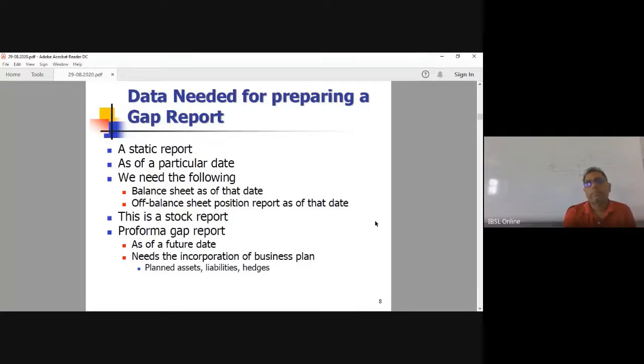Okay, so data needed for preparing a gap analysis, right? The data points we require for a gap report are the basic things that you can get from a bank's balance sheet or data that you have from your cash flow statements. It's a static report. It's for a particular day. You need to get the balance sheet as at the particular day that you're looking at, and you need to get whatever off-balance sheet items might be there that the bank has a contingency liability for.